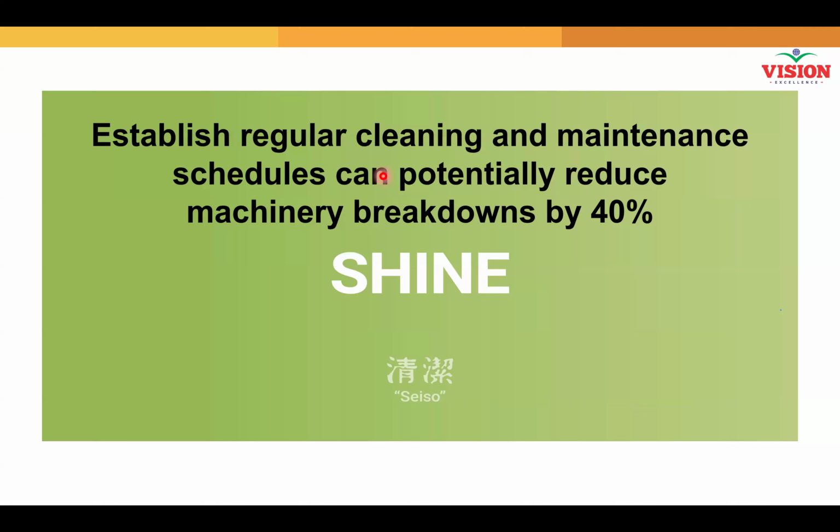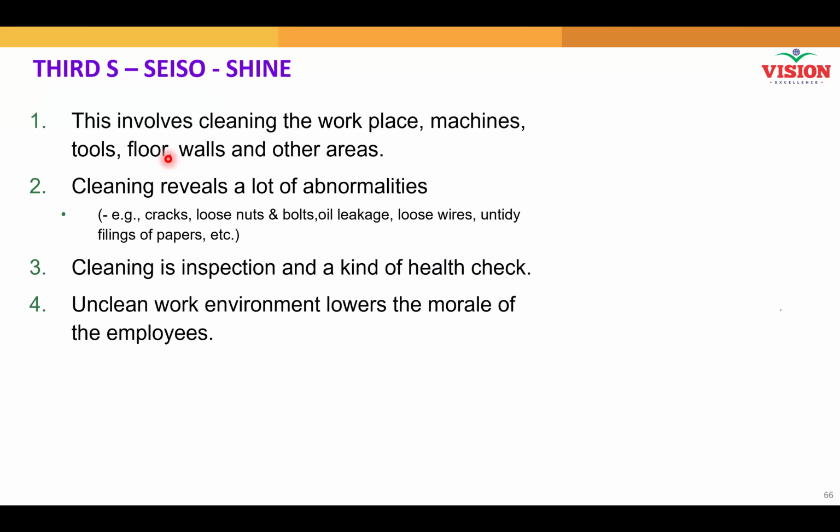Establishing regular cleaning and maintenance schedules can definitely reduce breakdowns by 40%. The third S, Shine, involves cleaning the workplace, machines, tools, floors, walls, and other areas. Cleaning reveals a lot of abnormalities, right? As I already told, cleaning is also a kind of health check. Then only you get to understand the abnormality. Cleaning is inspection and a kind of health check. An unclean work environment will certainly lower the morale of the employees, so how will people be motivated to work in a team?